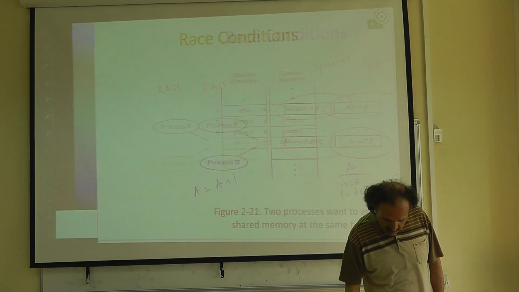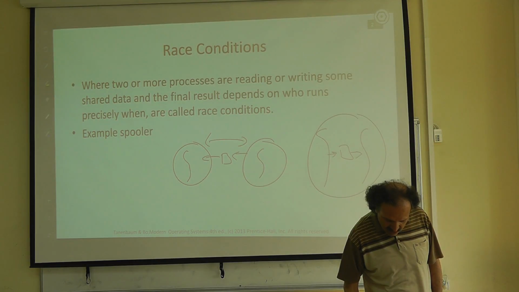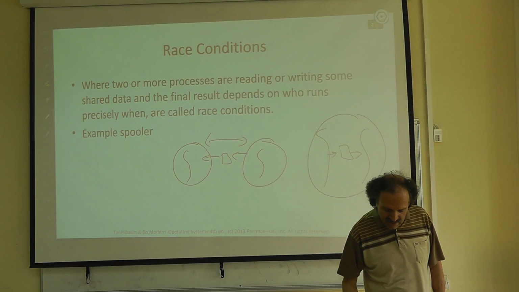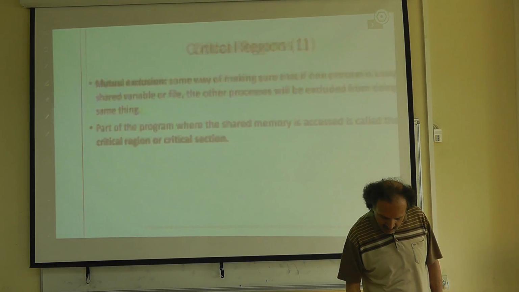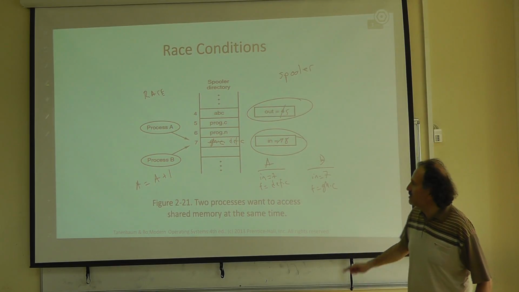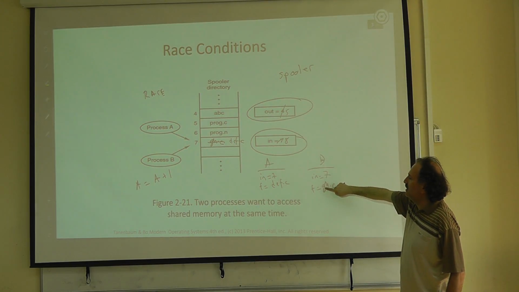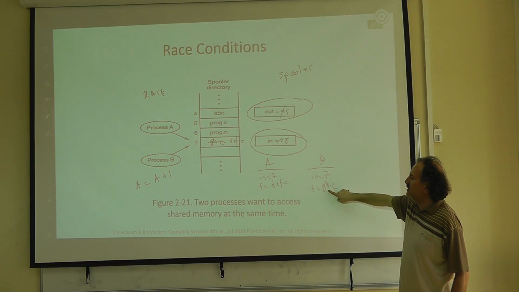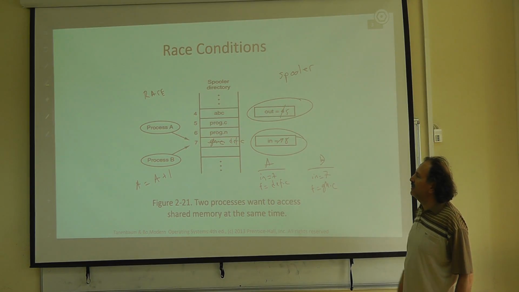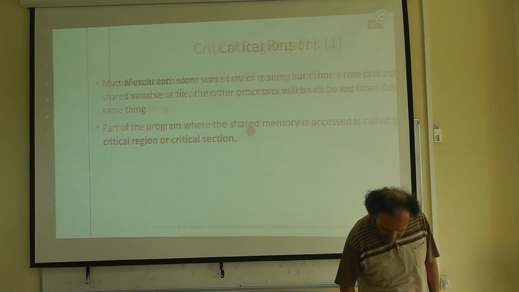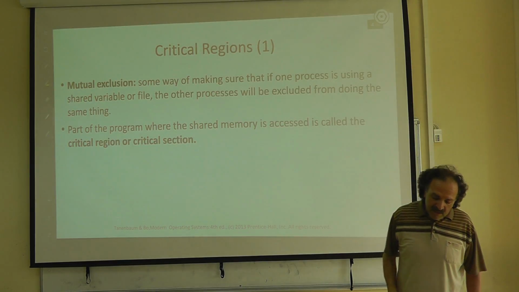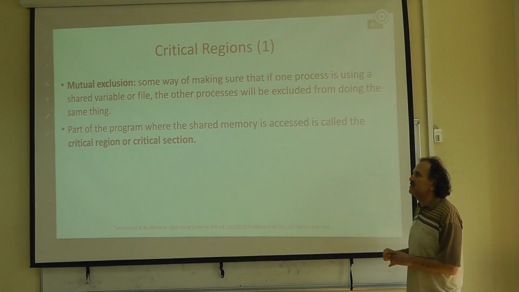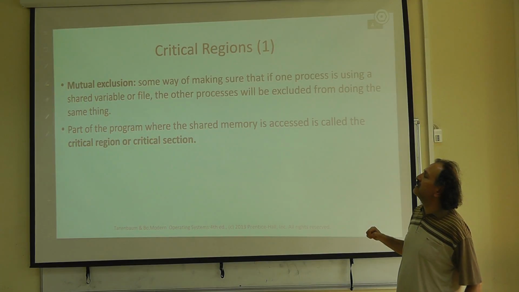Okay, so we will look at these race conditions when two or more processes are sharing the same data. In this case, the spooler loses the file name for this file, gh.c. It will never get printed because there was a race condition. People say that in order to solve this problem, there should be critical regions.